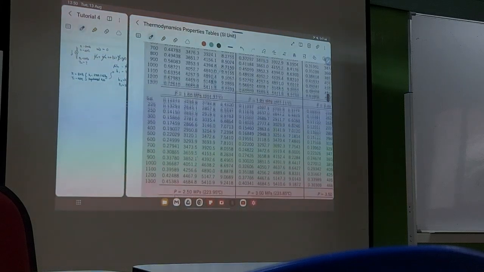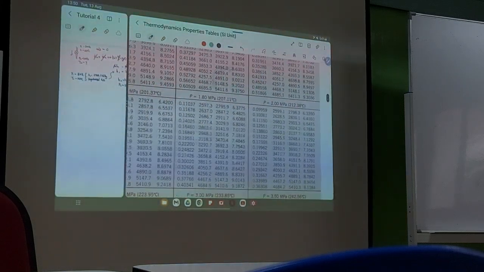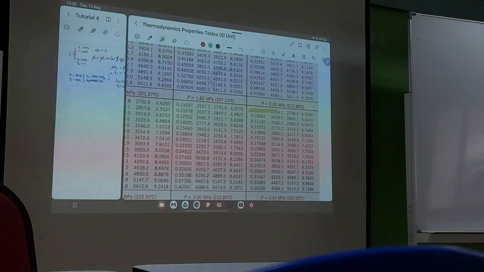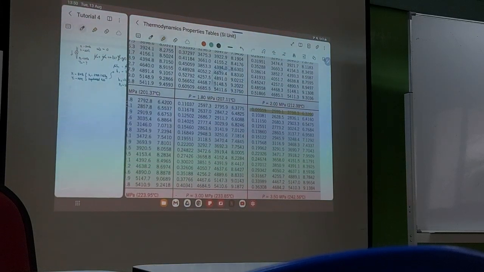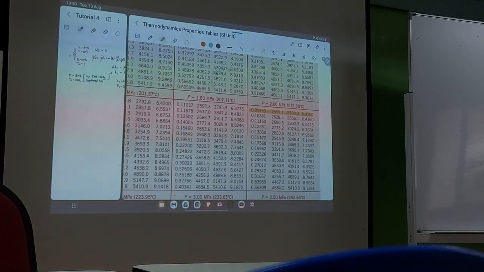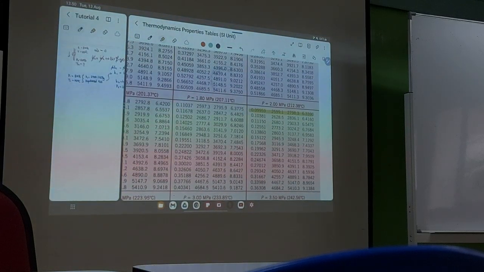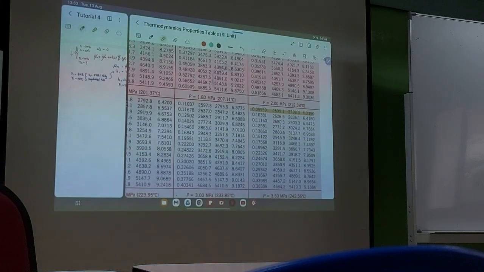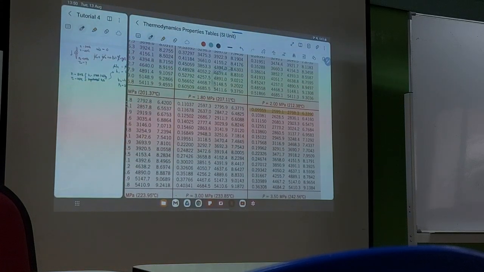So technically speaking, you can actually check at 2 megapascal here as well, because the first row actually gives you the saturated vapor value. But this one is a bit confusing, so my advice is always go back to the saturated table to check. So at 2 megapascal, we look for 2988.1. In this case, we don't have 2988.1 here.